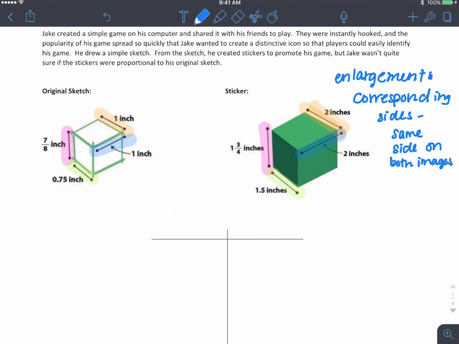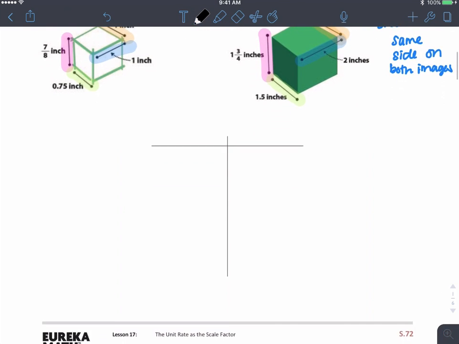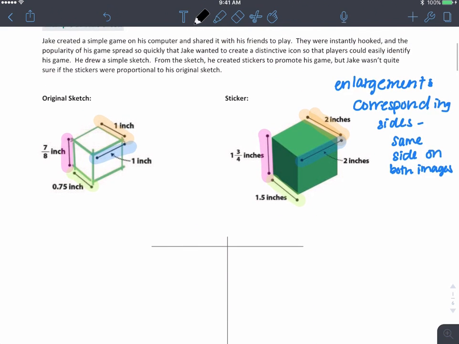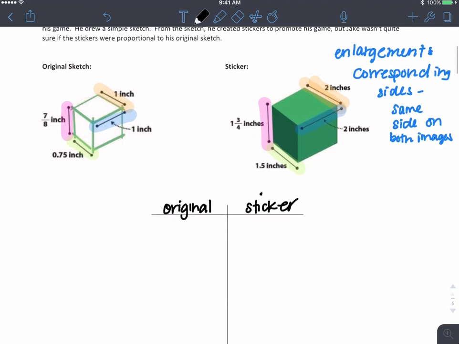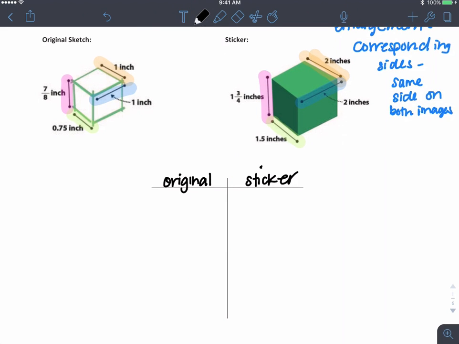Now that we have that, I'm just going to use one color here. We want to fill out this table. What do we put there? We can put the tops of our table to be original and the sticker. What that means is that we're going to be pulling the measurements for the corresponding sides and putting them in this table. Let's start with that pink one first.